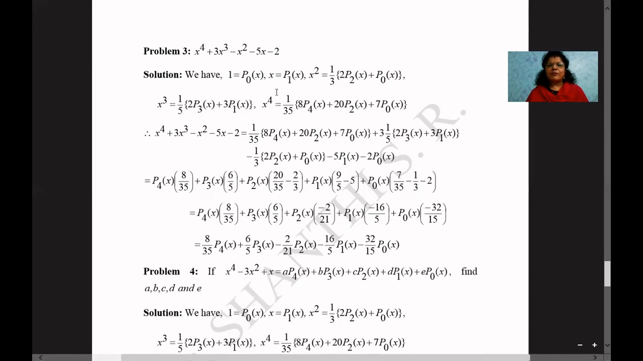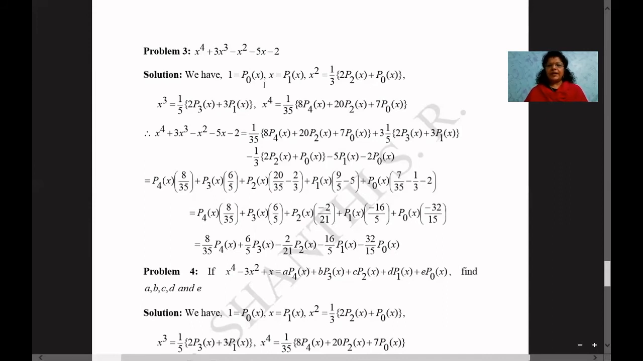Substitute the value of x power 4 as 1 by 35 of 8 P4 of x plus 20 P2 of x plus 7 P naught of x. This complete value plus 3 into x cube. What is x cube? 1 by 5 of 2 P3 of x plus 3 P1 of x, I have written. Minus x square: minus 1 by 3 of 2 P2 of x plus P naught of x, I have written. Minus 5 into x, that is P1 of x, minus 2 into 1, that is P naught of x.